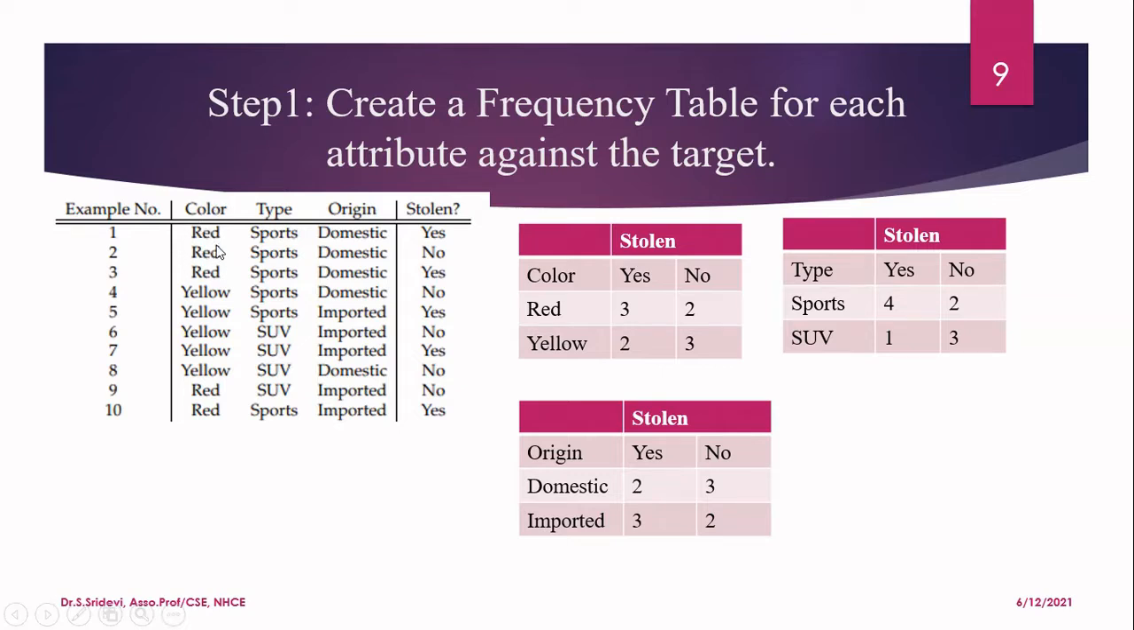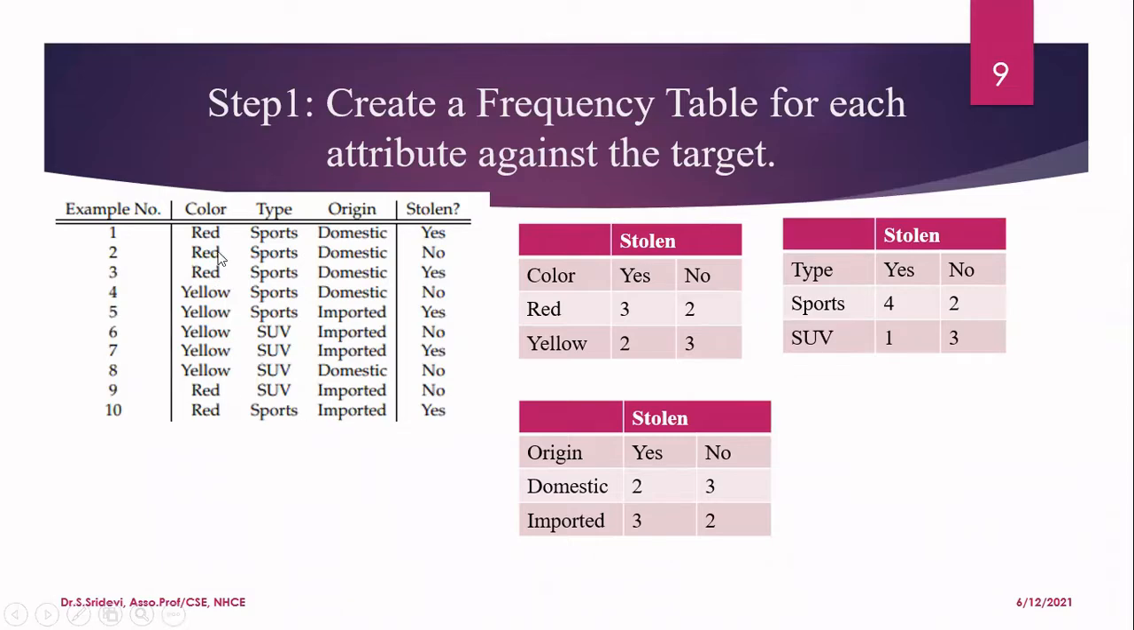When color is red, in how many examples you have stolen equal to yes, and in how many examples you have stolen equal to no. Now let us consider this. In the first one, you have red yes. In the second one, you have red no. In the third one, you have red yes. In the 9th one, you have red no. Then the 10th one is red yes.